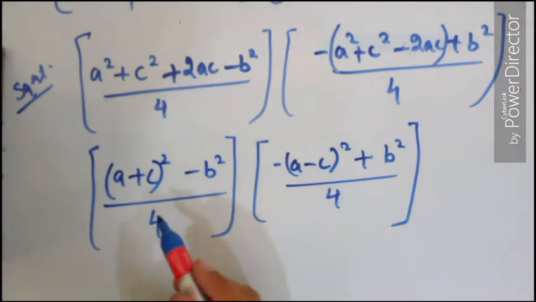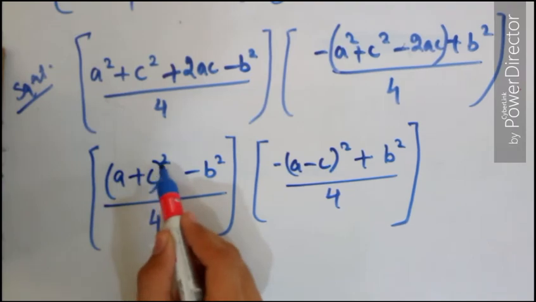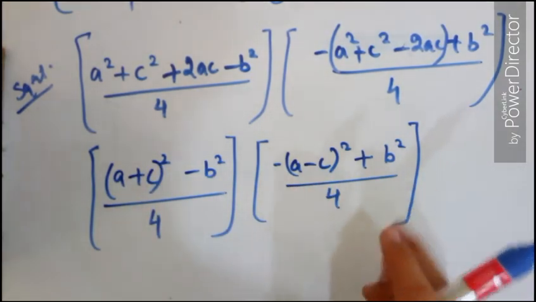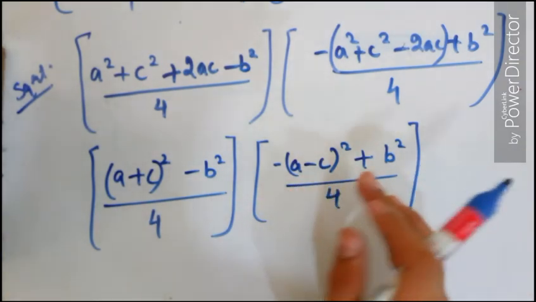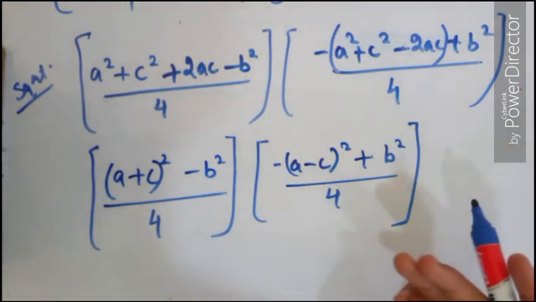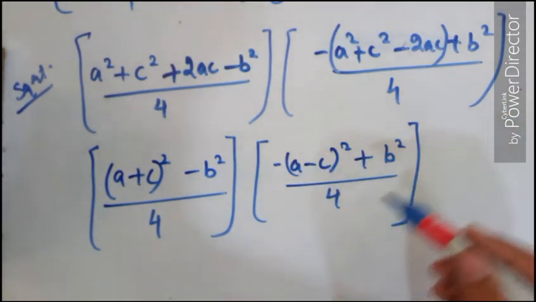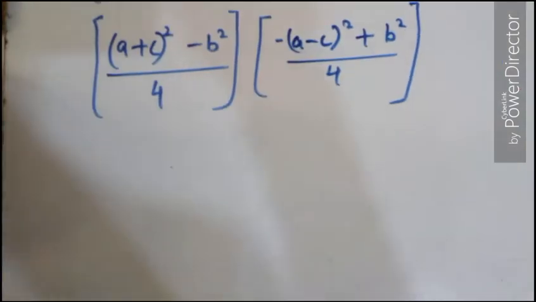So if we see that this is nothing but A squared minus B squared, and if we rearrange this, we write B squared first and minus A minus C whole squared second. We will get B squared minus (A minus C) whole squared, that is going to be A squared minus B squared, which is equal to (A plus B) and (A minus B).